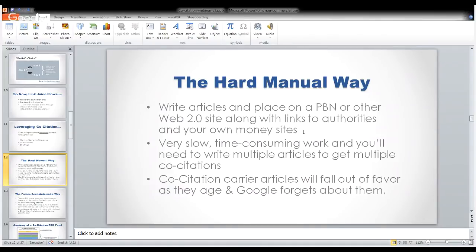But what we would have to do is go and write some articles and place them on a PBN or other Web 2.0 site, along with links to authorities and then our own money site. So we were building our own intermediary site to act as the news site. And then we were using links out to authorities who we refer to as movie stars. And then we would also do co-citations to our own money sites from there.